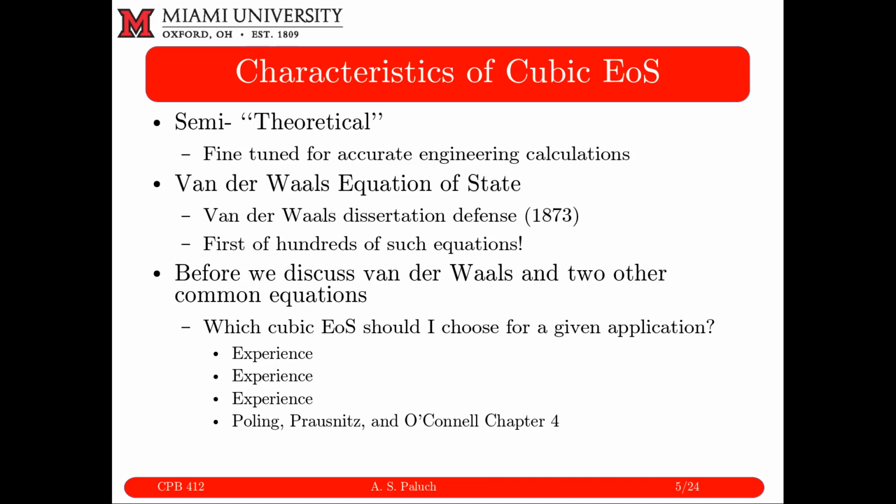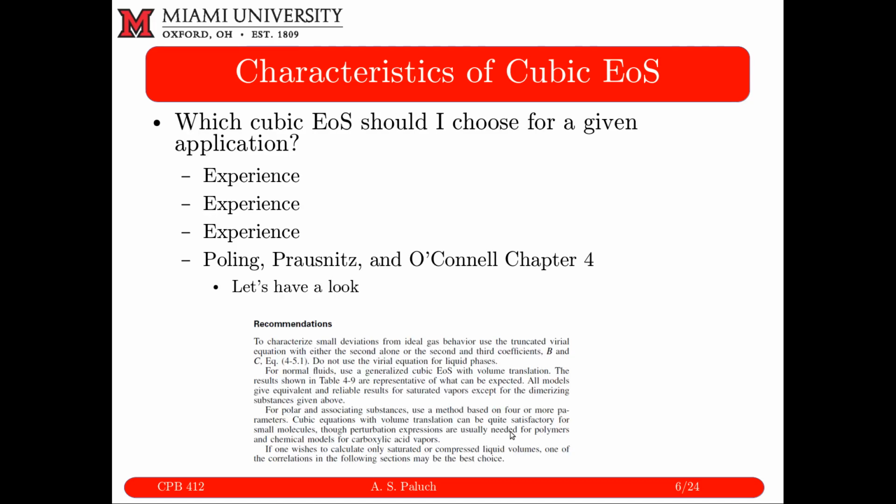So when it comes to how you choose cubic equations of state, a lot of that comes with experience. If you don't have massive amounts of experience, I would point you to a valuable textbook out there called The Properties of Gases and Liquids by Poling, Prausnitz, and O'Connell. Chapter 4 focuses on equations of state. Essentially what they've done is take all of the popular equations of state and evaluate their performance for modeling a wide range of processes. Here's just a snippet from the introduction where they make such recommendations.